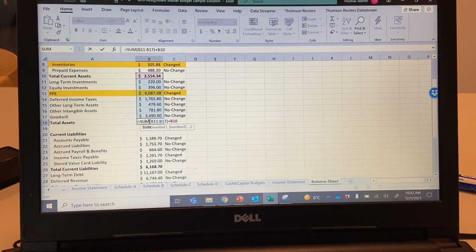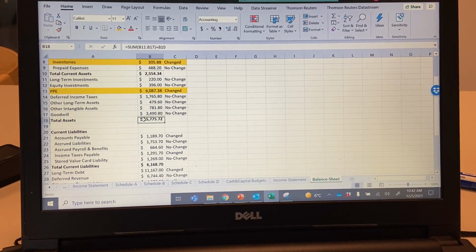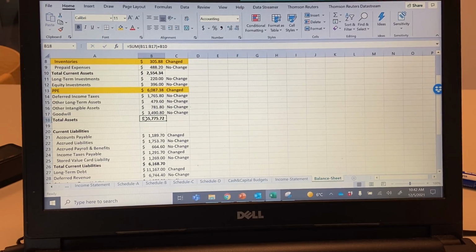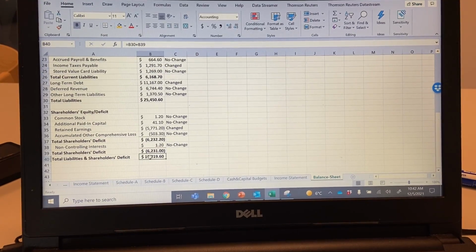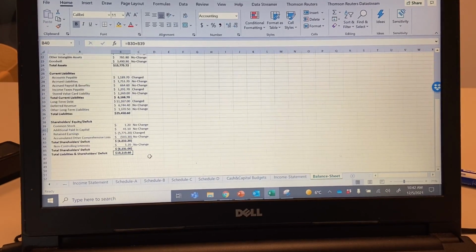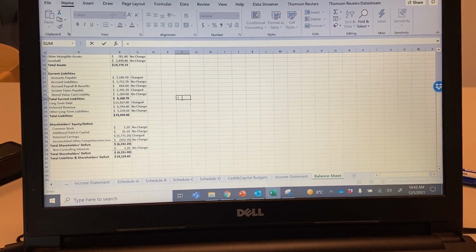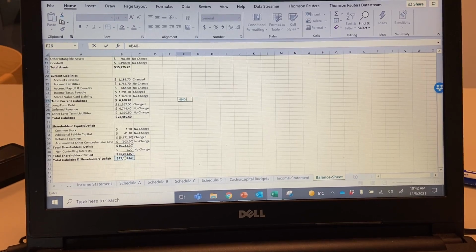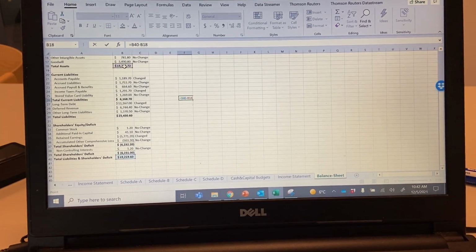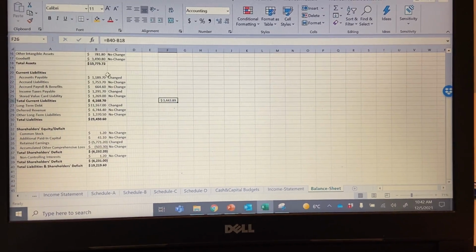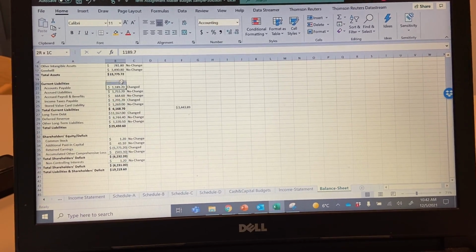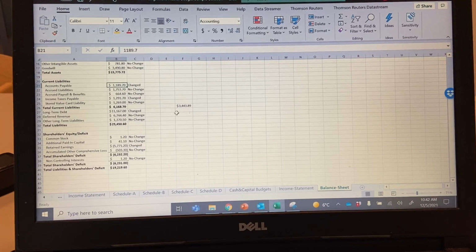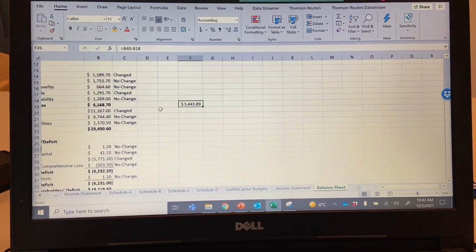So now we see the sum of our current and long-term assets is 15,775.72, which does not equal what we have here in total liabilities and shareholders' deficit. So as you're making changes, what you guys can also do is just show the difference, because you want these two to equal. And right now we're off because we haven't made any changes to the second half of the balance sheet yet. But as we make the change, this should get closer and closer to 0.